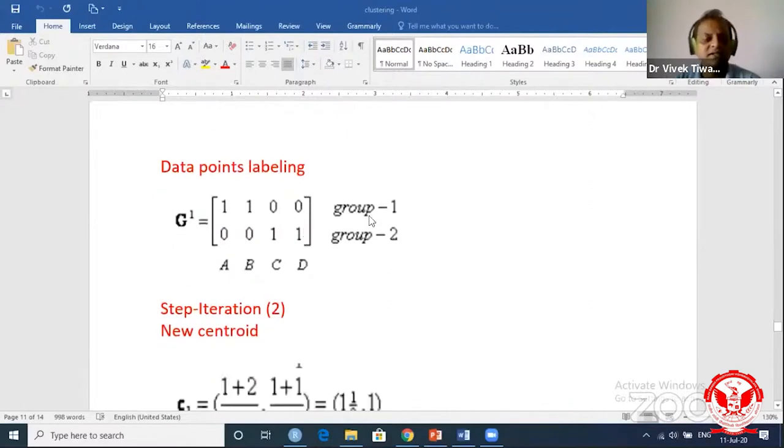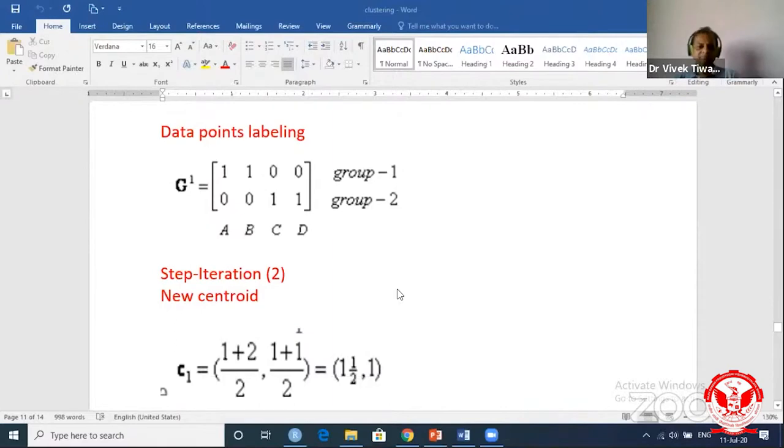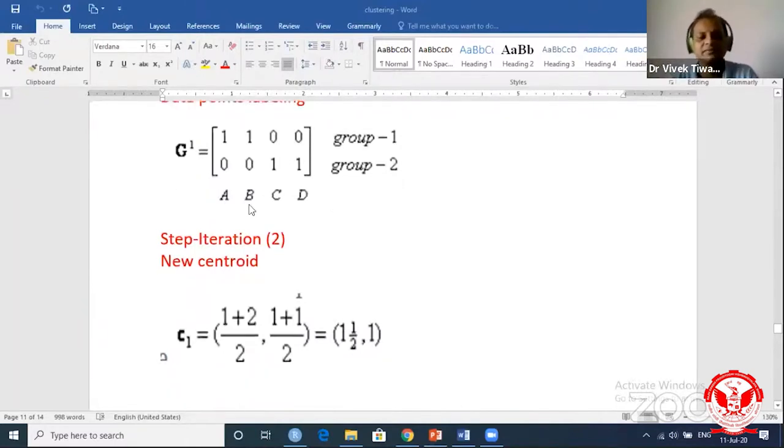So after the second iteration, you can understand that now cluster one has two data items and cluster two also has two data items. Earlier, point B was a part of cluster two, but now it is shifted from cluster two to cluster one. So shifting happened. Shifting happened means we again have to calculate the centroid of both clusters. It is an iterative process. The second iteration I'm talking about.